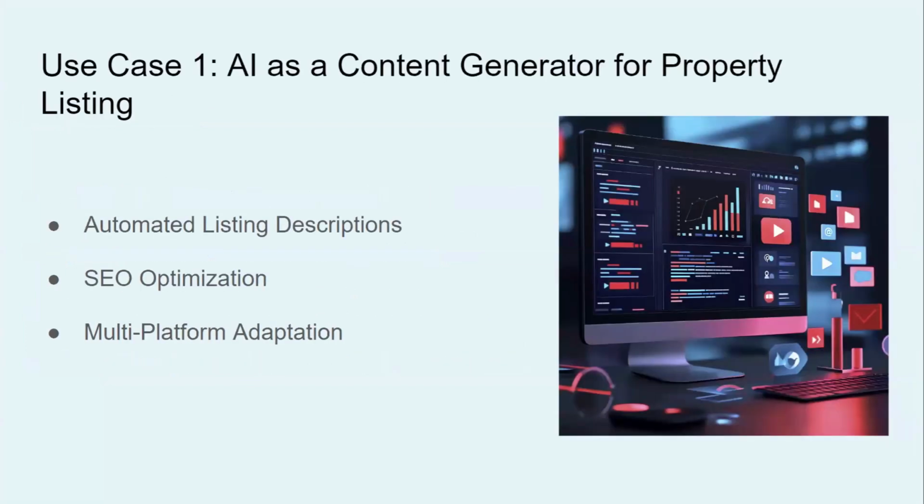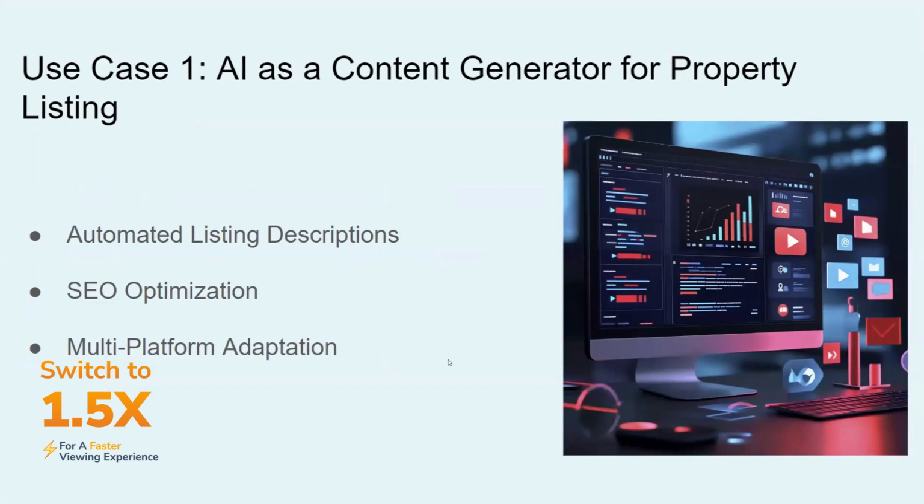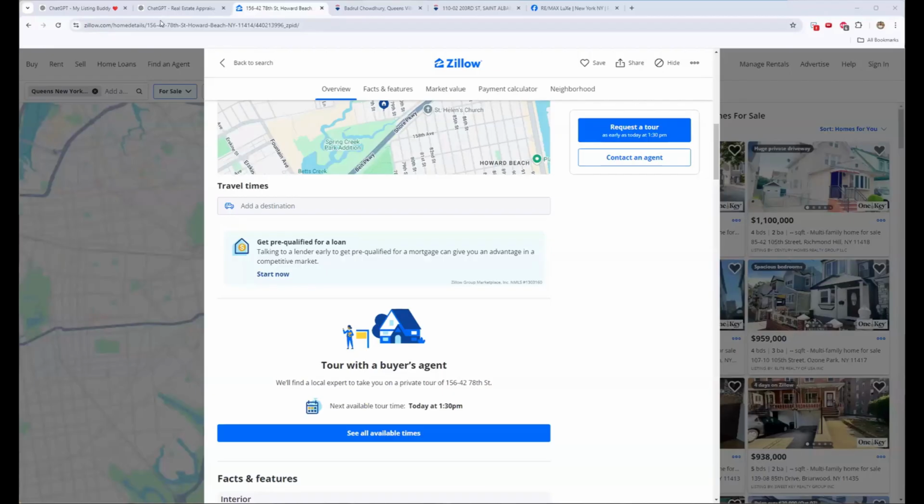Okay, so the first use case is going to be AI as content generator for property listings. So I'll share my screen and I'll show you a little bit about how this stuff works and how to get and generate content that you want and it's personal to you. So I'll share the screen and I'll show you guys.